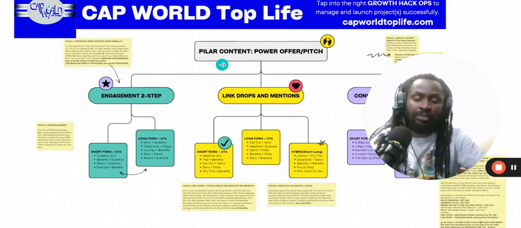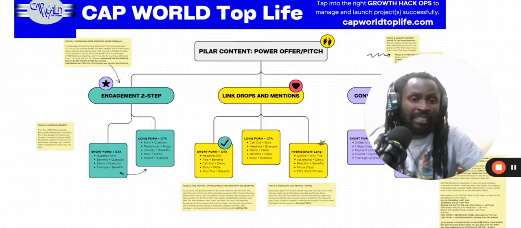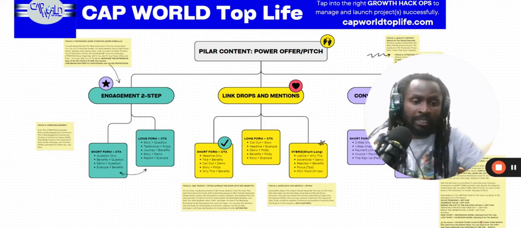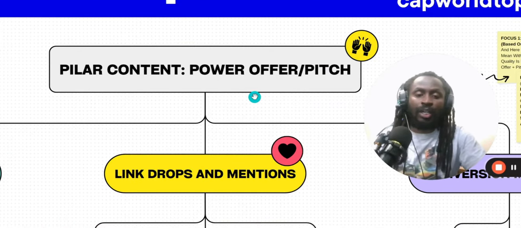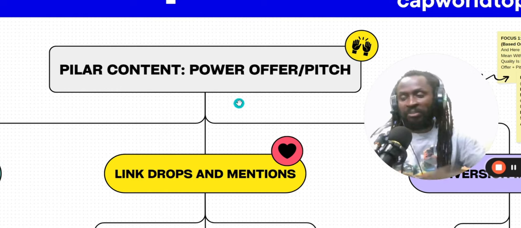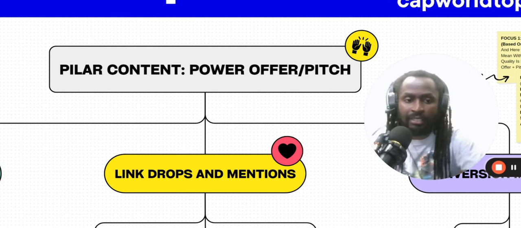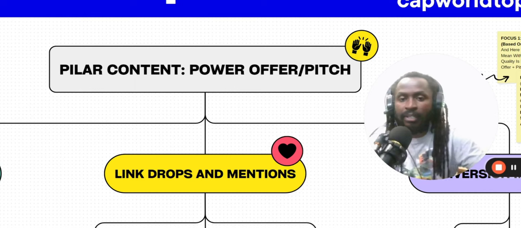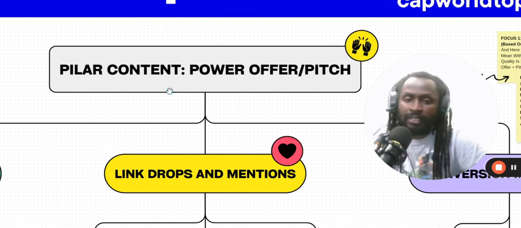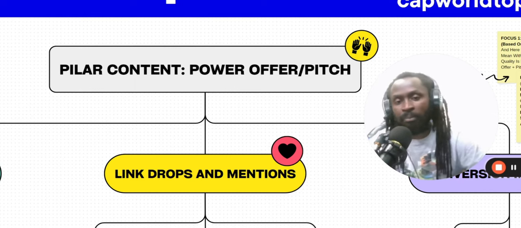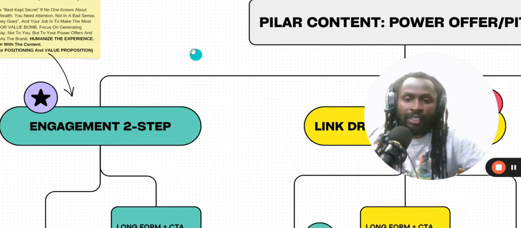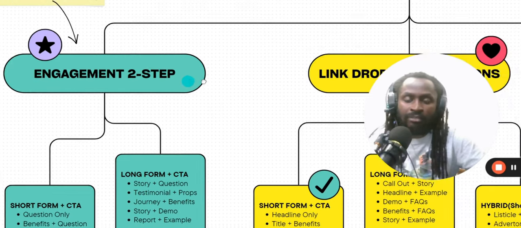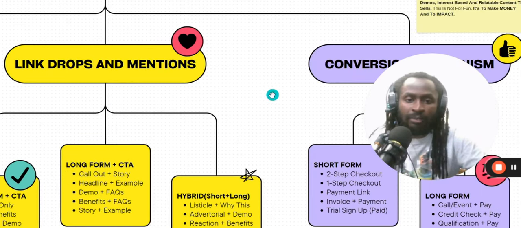Now, we're going to jump into the content. We've talked too much about content, but now we're going to see a growth hack pillar here, which you're going to touch on. So this is going to be divided into one part, which is just content. Because when it comes to growth, what matters is just content. So nothing else, just content, all right? But it's not just any type of content. It's pillar content that has a power offer or the pitch. And this type of content is going to have three things that we're going to have to really play with.